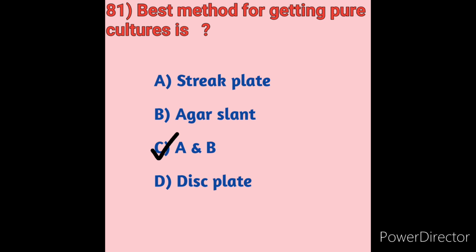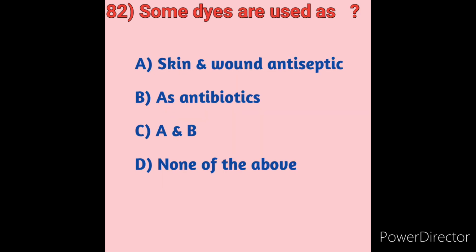Next we will move on to question number 82. Some of the dyes are used as. We will see here the options. Option A, skin and wound antiseptic. Option B, as antibiotics. Option C, A and B. Option D, none of the above. What is called a dye?